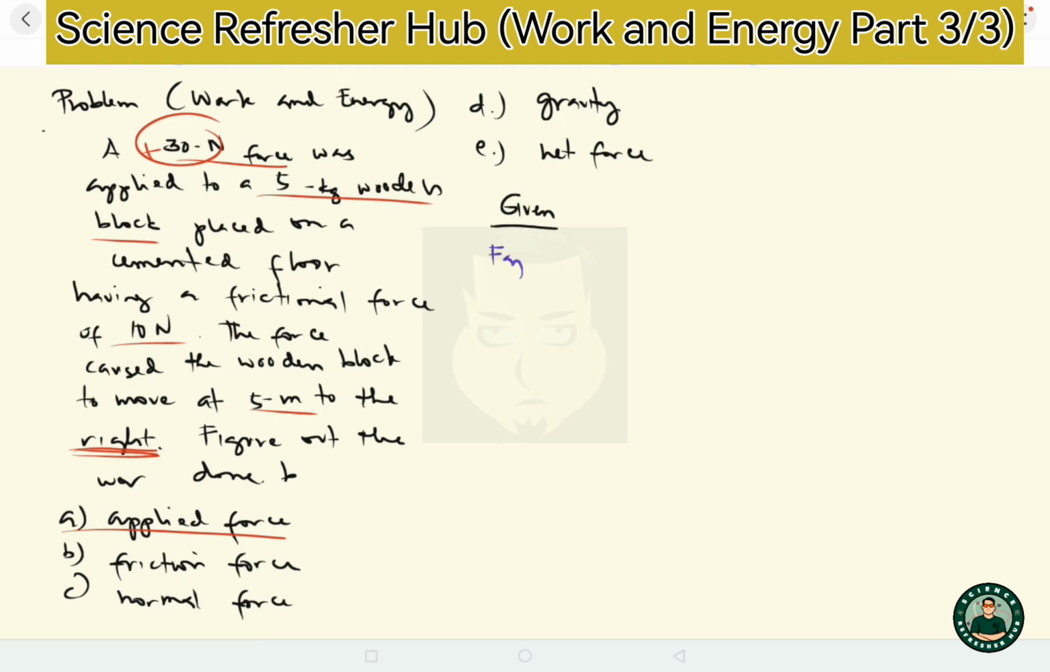Given, we have an applied force of 30 Newton, and we have a 5 kilogram mass of the object, but I guess it's not needed in our calculation because work is independent of the mass of the object. We just need force and displacement. So we will just mark it with an x. And we have a displacement in the right direction, so we have positive 5 meters, meaning to the right.